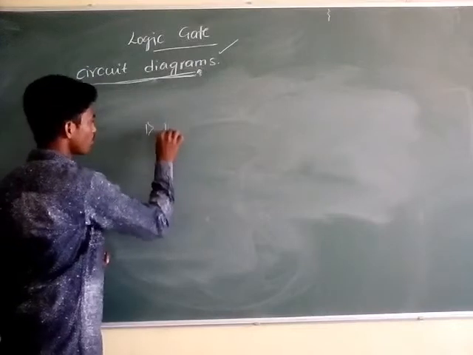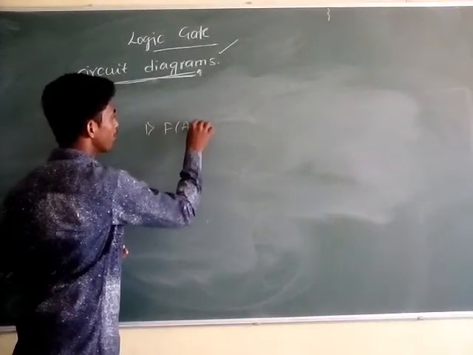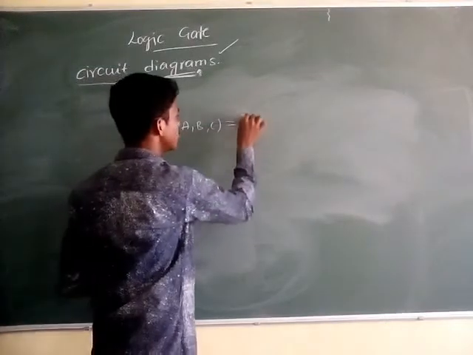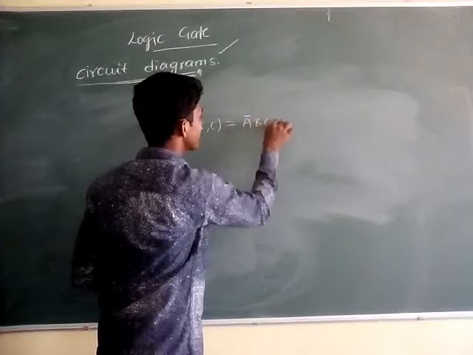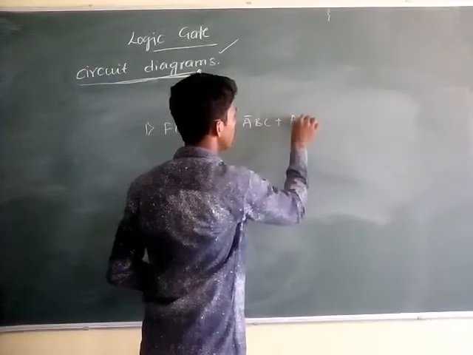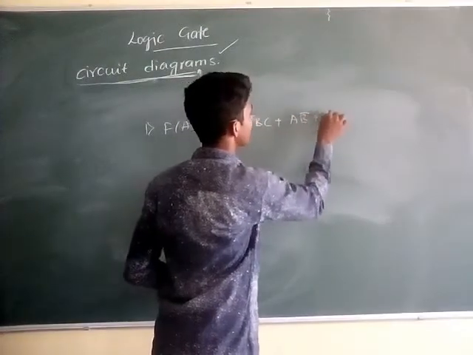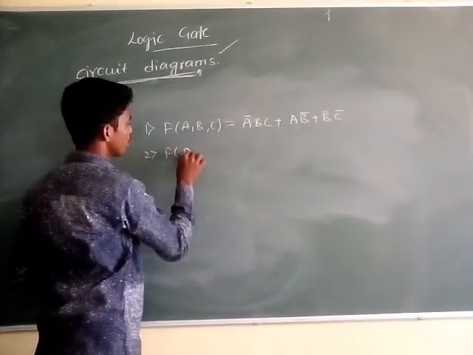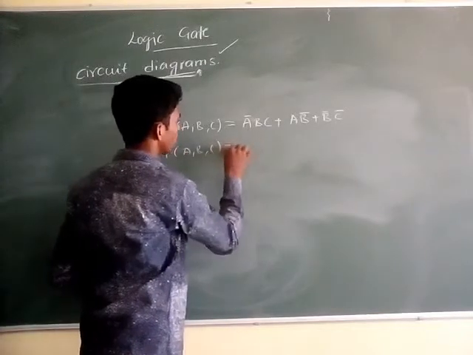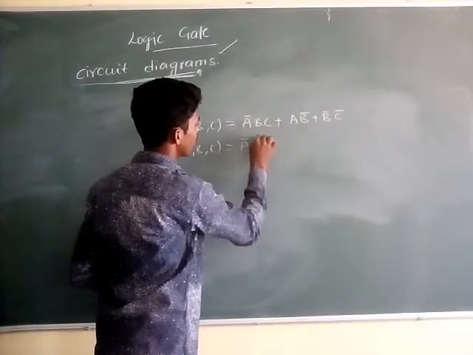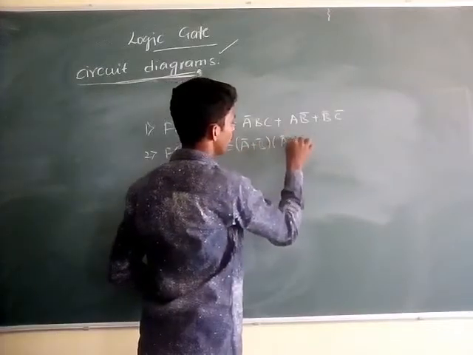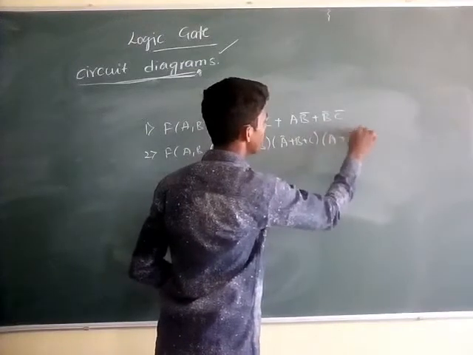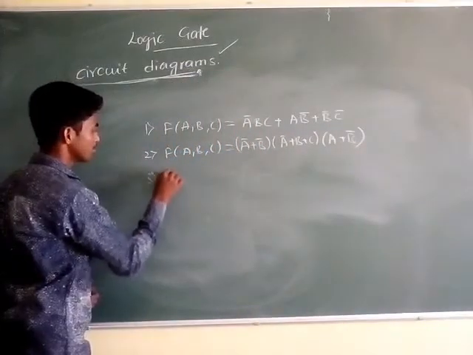First one, f of A, B, C is equal to, just note it down and draw the circuit diagrams: A complement B C plus A B complement plus B complement C complement. Second one, f of A, B, C equals A complement plus B complement, A complement plus B plus C, A plus B complement.